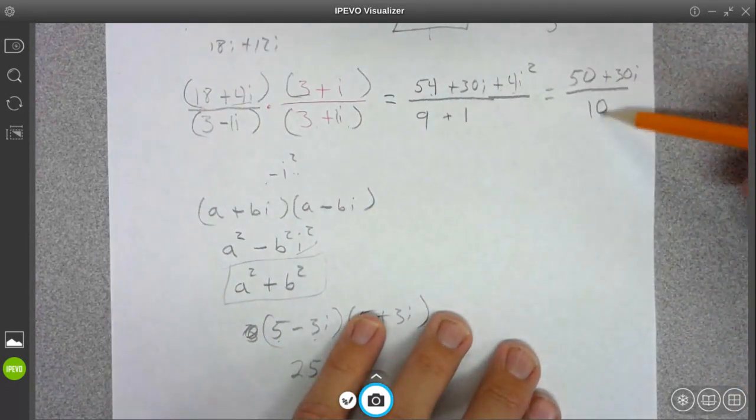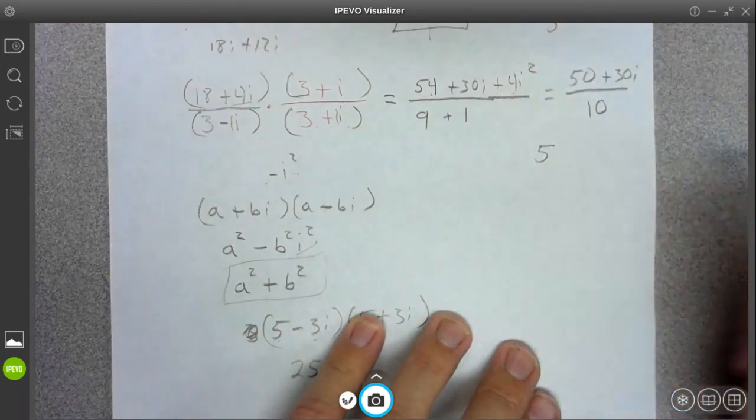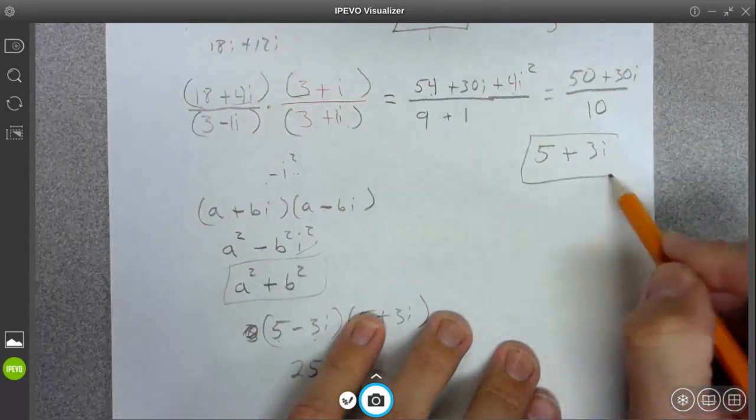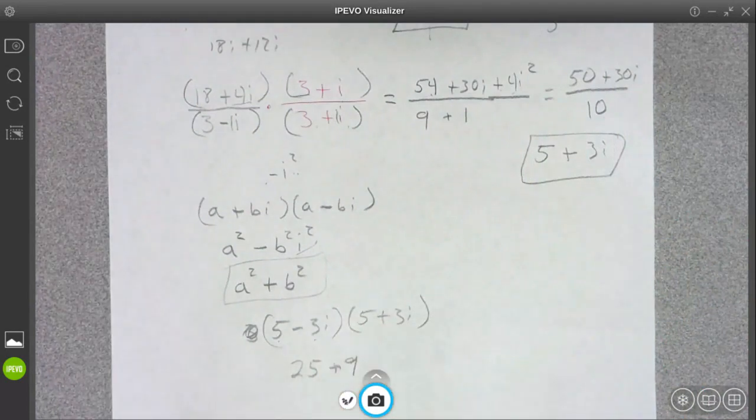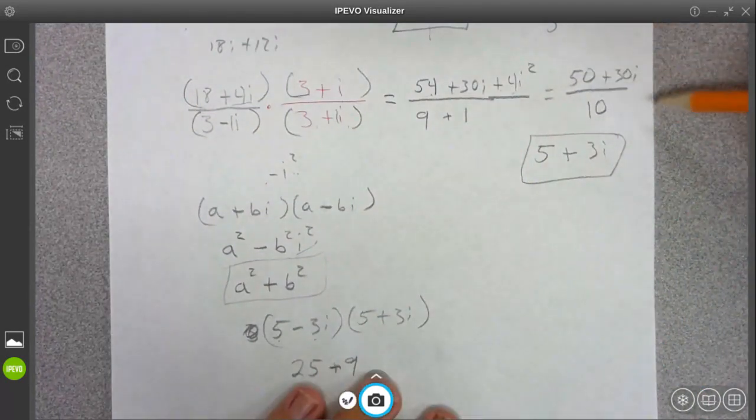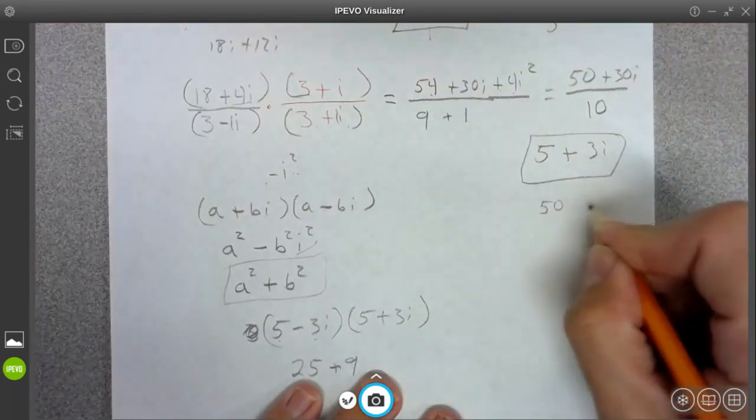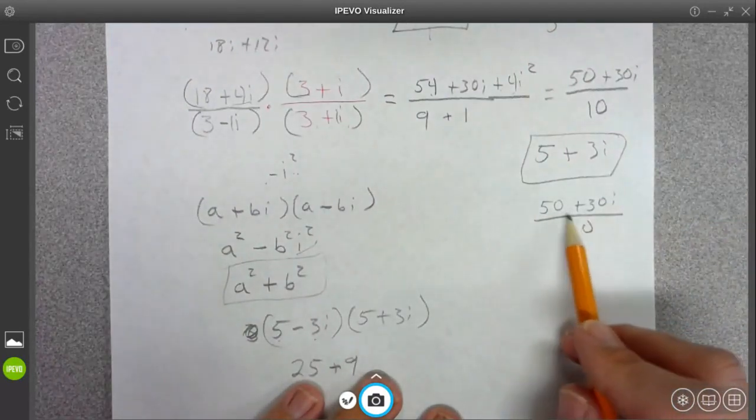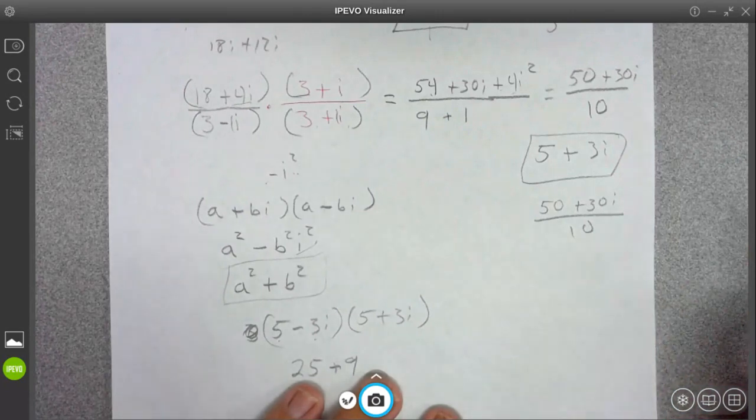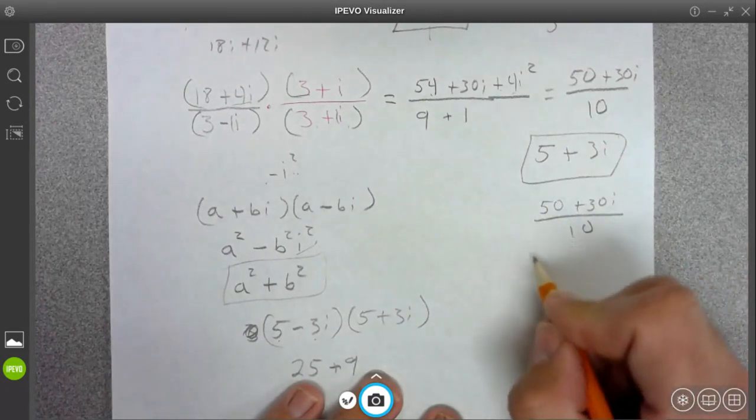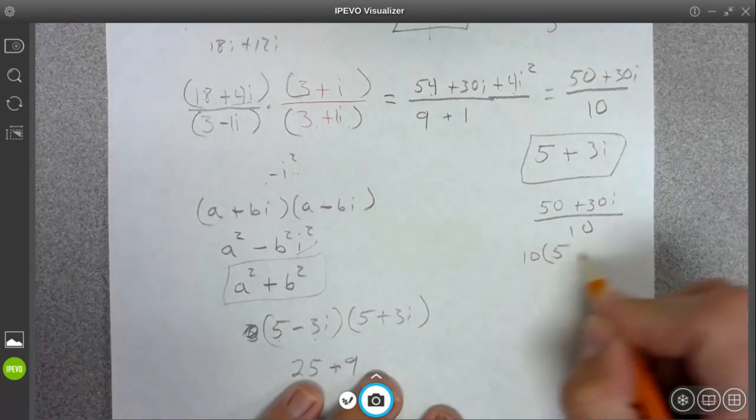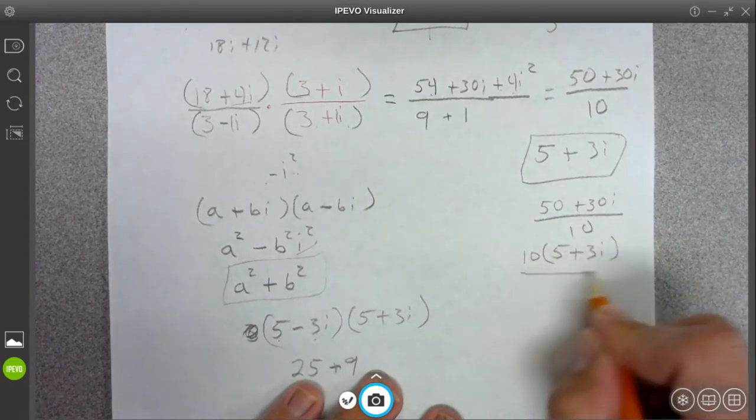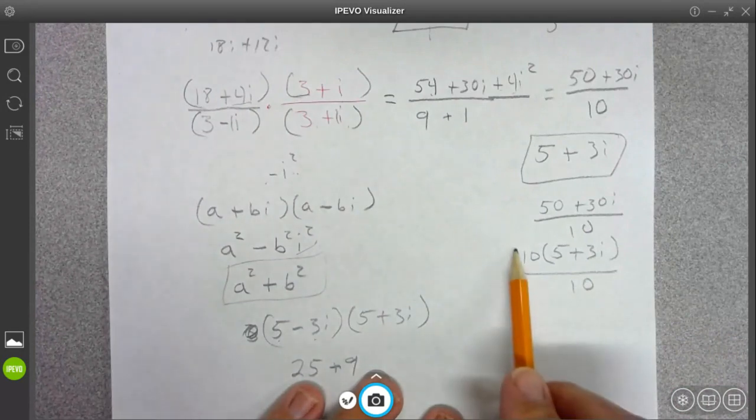Now all three of these terms, you can divide them all by 10. So you end up with 5 plus 3i over 1. So that would be your answer right there. Now, I just want to mention the reason we can do that, divide them out. This is what's actually happening, so that way you don't think it's just something magical. What we're doing is at the top, we're factoring out a 10. So we're taking a 10 away from both of those. So it becomes 10 times 5 plus 3i over 10. And then that's why those 10s are able to cancel.